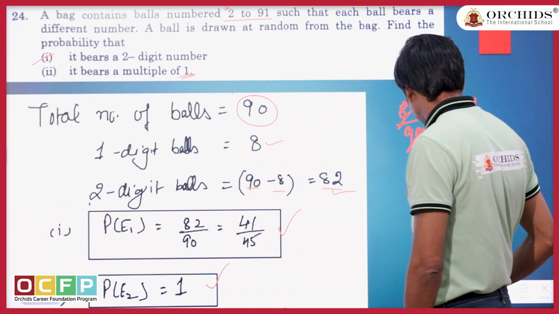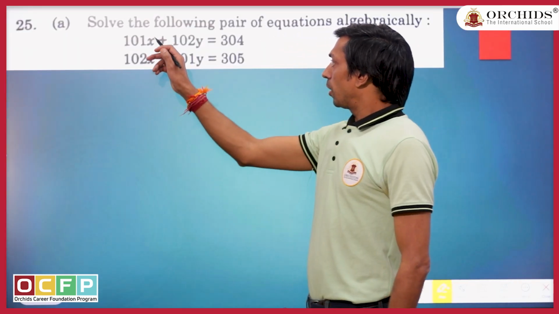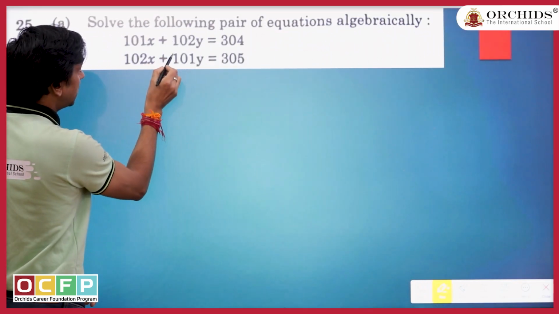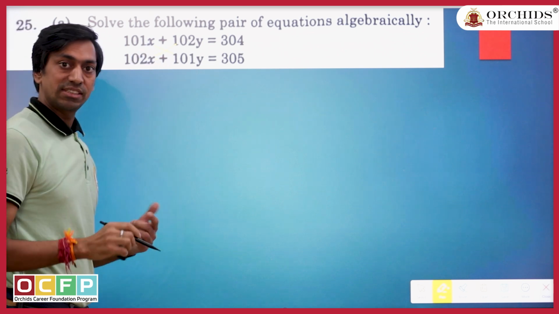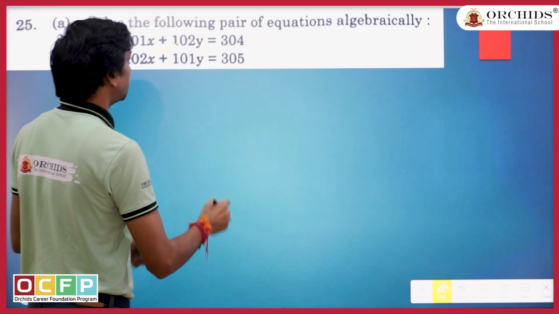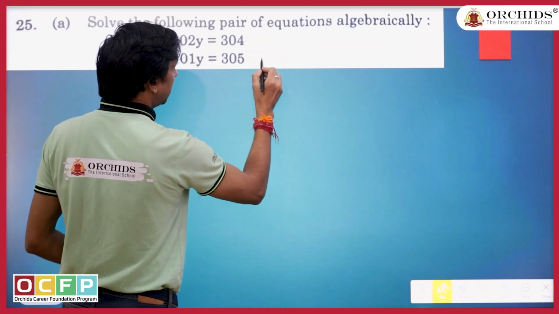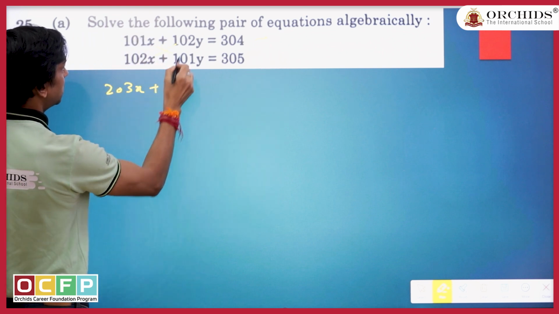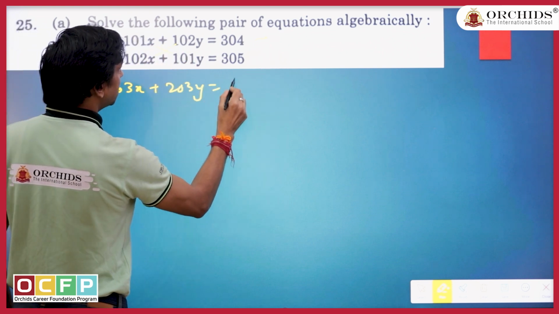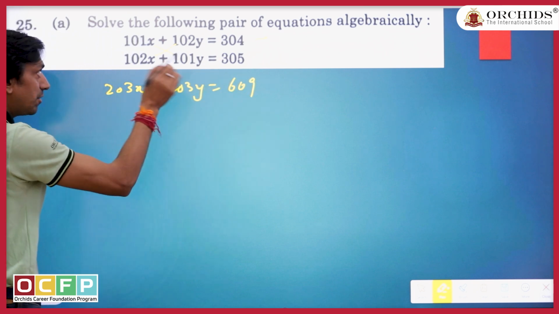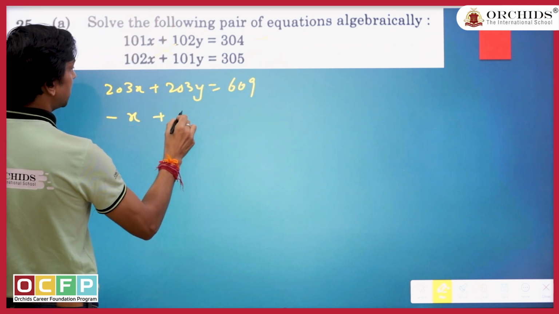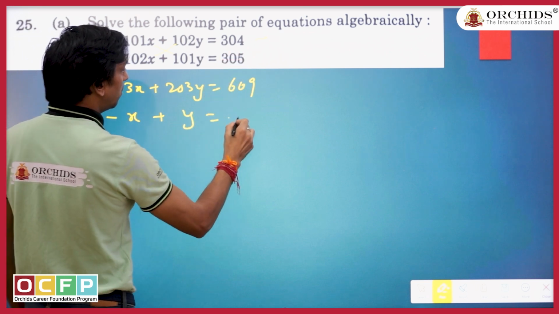So the next question we have is a linear equation problem. In this you can see the coefficients are huge, but if you compare them, they are the same coefficients. In such a case, we have to use logic and add the two equations. First, we add equation number 1 and 2. What will we get from there? 203 times x plus 203 times y is equal to 609. And we subtract equation number 2 from 1, so we get minus x plus y is equal to minus 1.